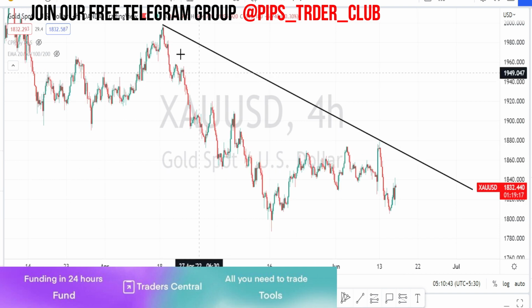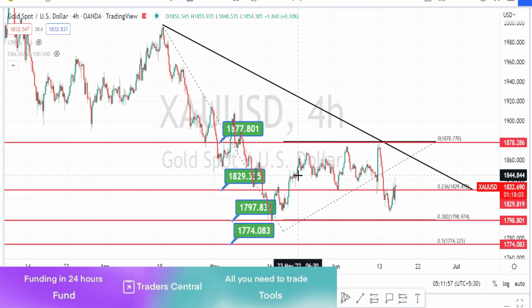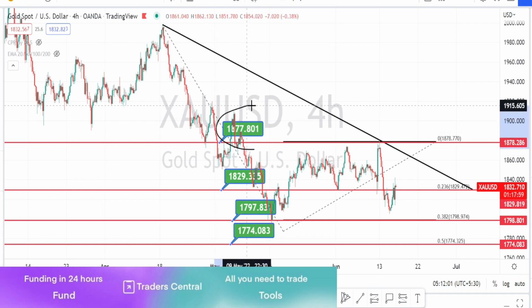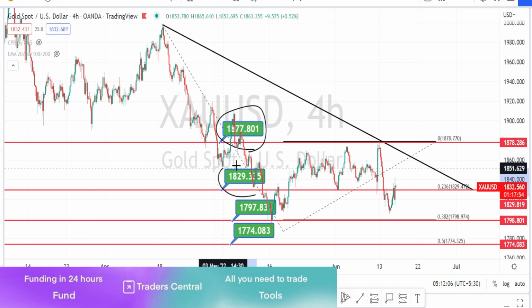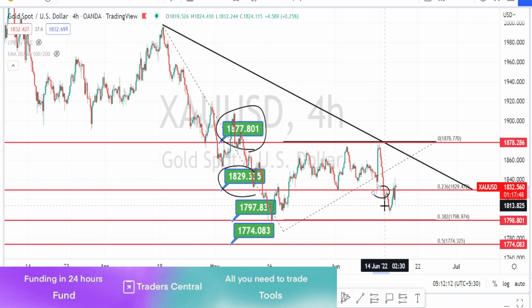Let us find out the current resistance and support levels. So when we look at the price action, previously the price action was trading within the resistance level of 1877 to 1829, and it gave breakout from this support level and went near to the support level of 1797, but it didn't have enough bearish momentum to break this support level. Currently we are noticing the bounce back from the support level of 1805.